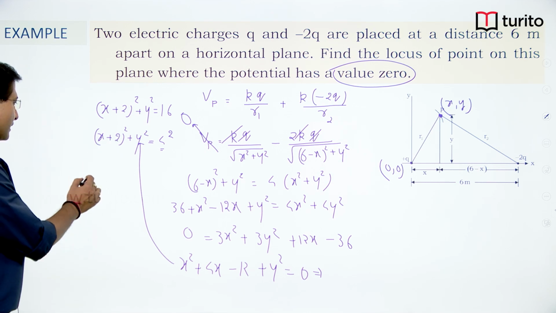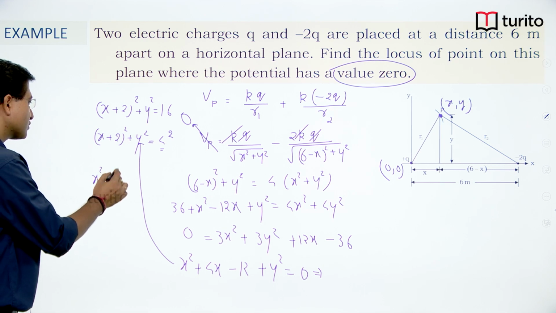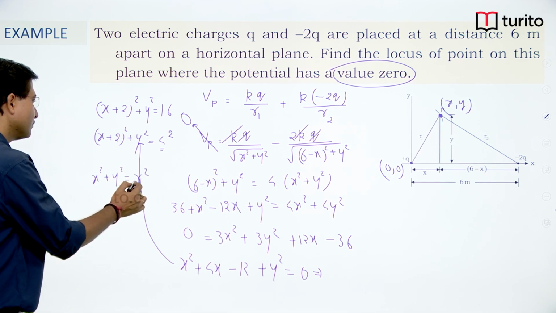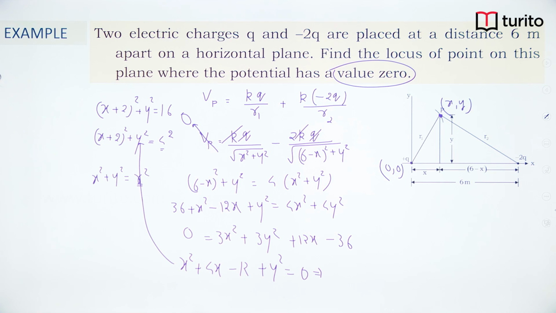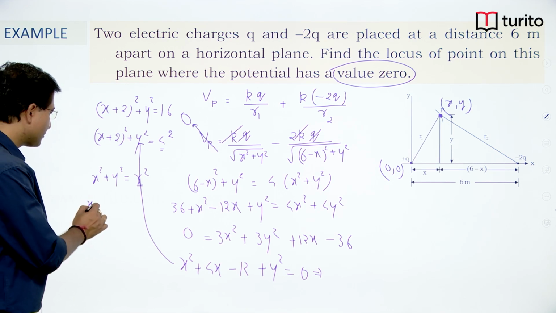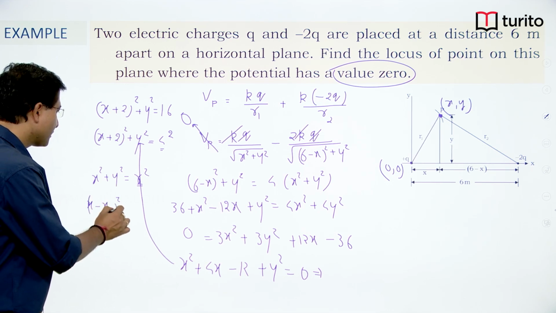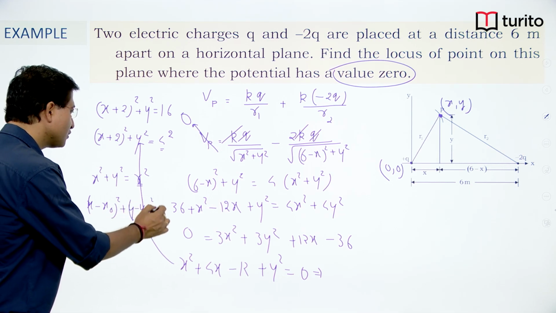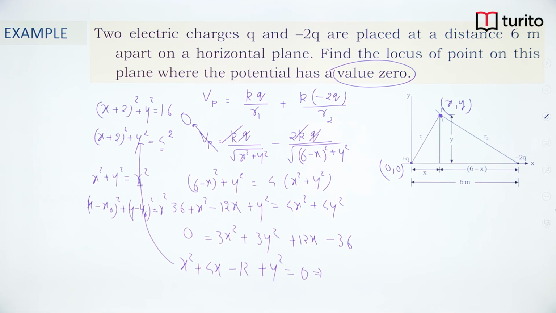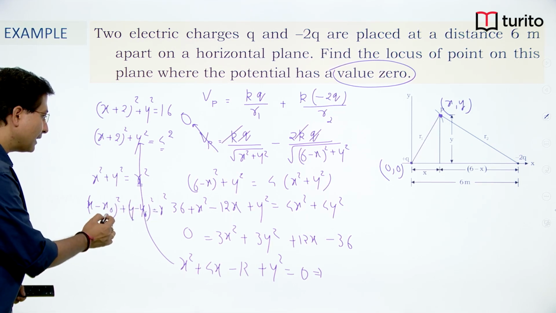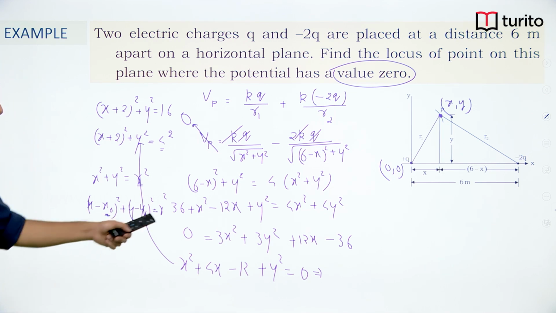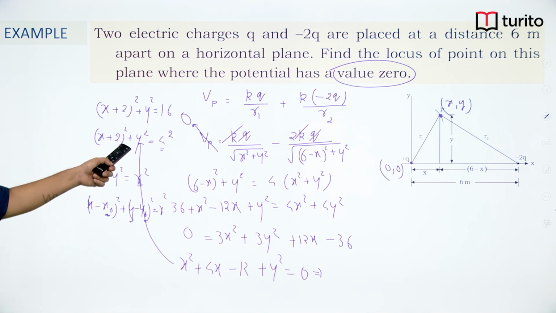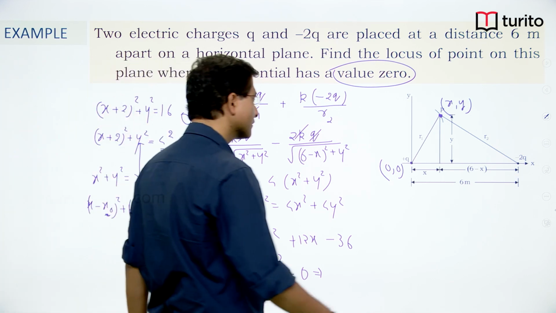So, what is the equation of a circle? x square plus y square is equal to r square, where r is the radius of the circle. This can also be written as x minus x naught whole square plus y minus y naught whole square is equal to r square. This is again the equation of a circle whose center is at x naught comma y naught and of radius r, right. So, we are getting the equation of a circle.